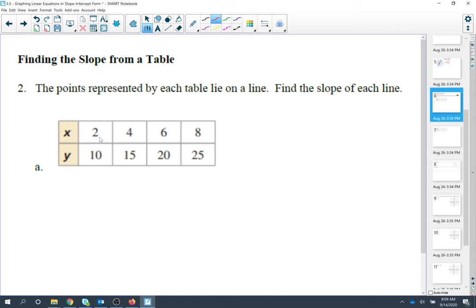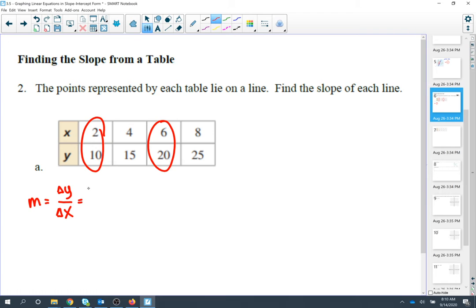It does not matter which 2 you choose. You can choose any 2 you want. I'm just going to choose this one and this one, just for fun. Now, I'm going to go back to our definition, and we said that slope is the change in y over the change in x, which is also rise over run, and rise over run really comes into play when we're doing it graphically, but this is from a table.